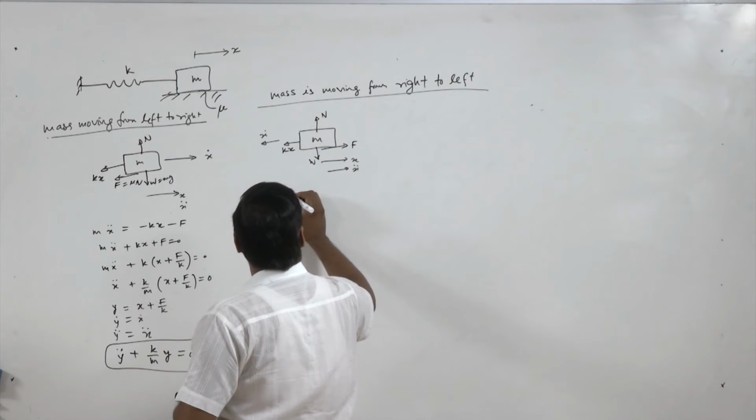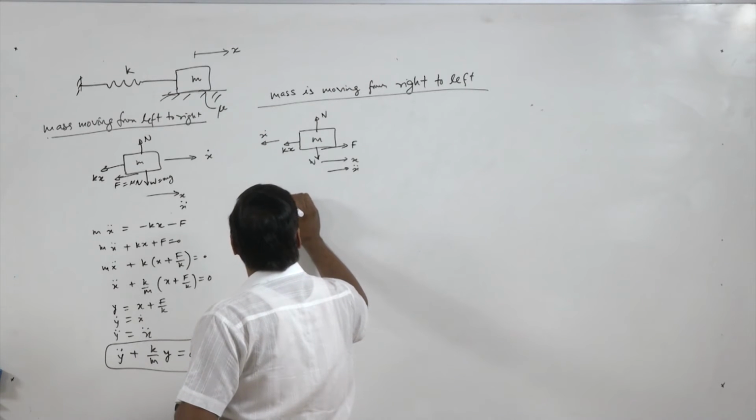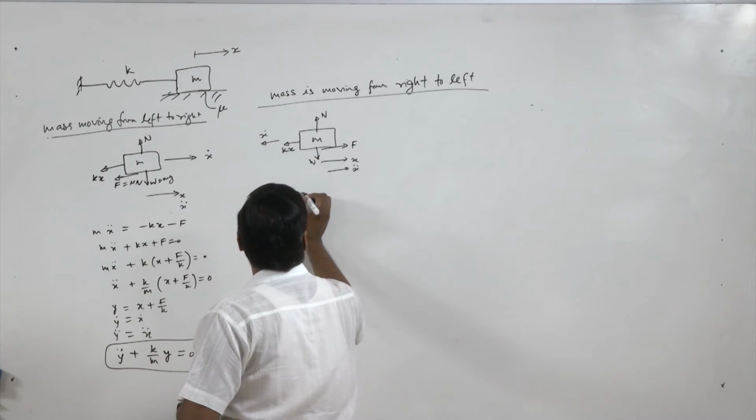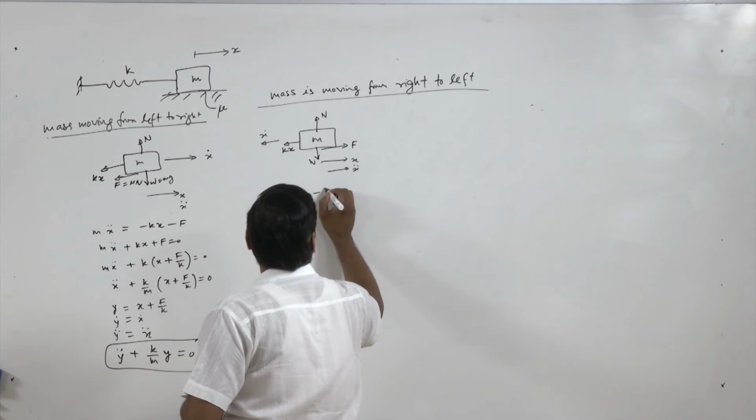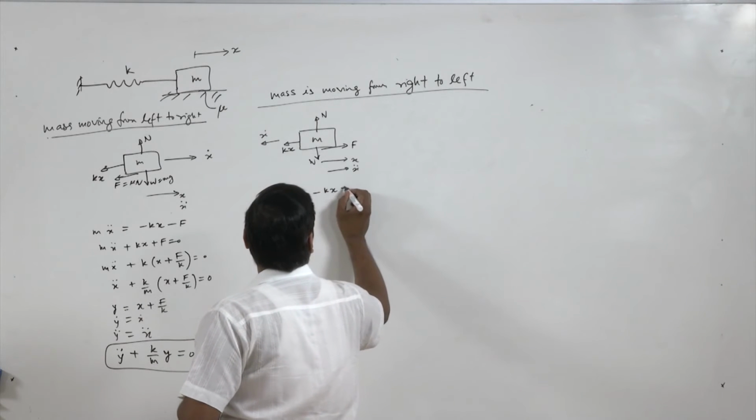Now again we write the equation of motion. So here m x double dot equal to minus kx plus F.